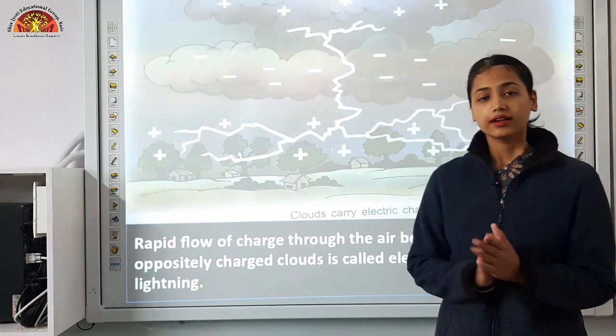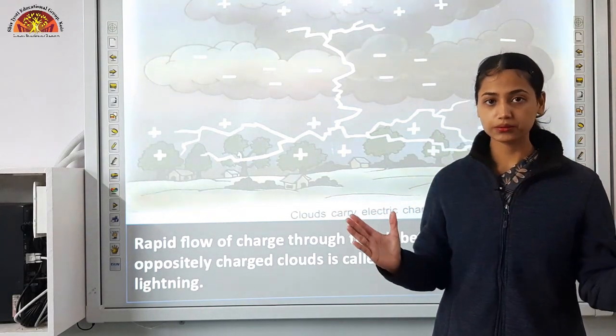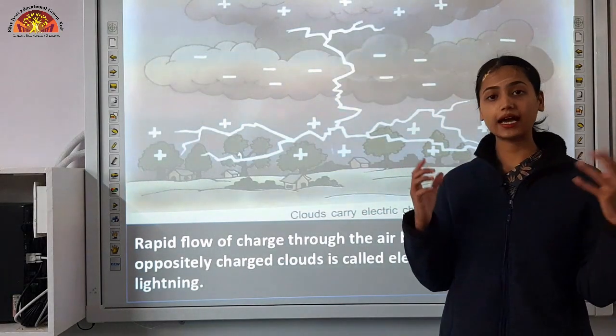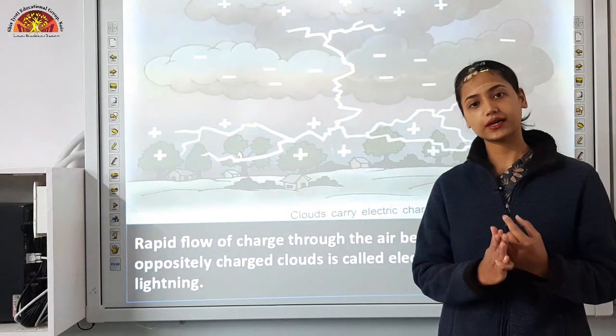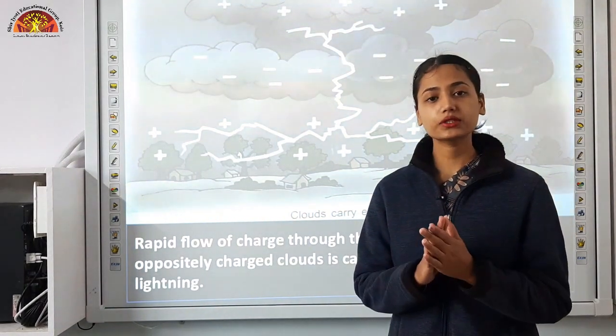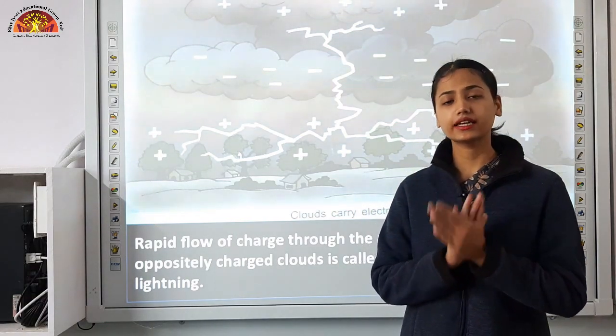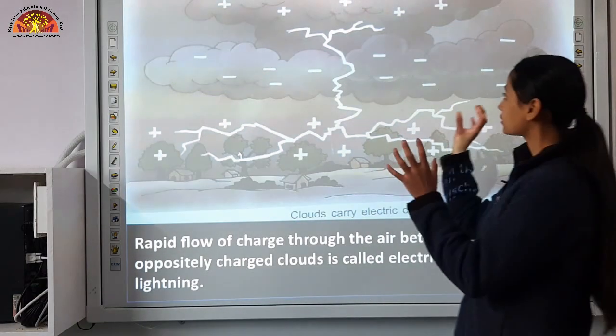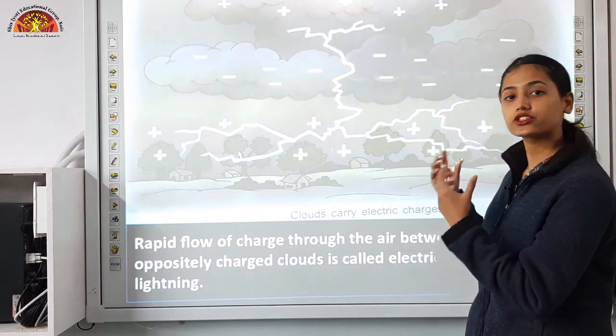Look, in the rainy season, clouds are formed. Now in the atmosphere, air particles and dust particles are also present. So when those clouds rub against those dust particles and air particles, those clouds get electrically charged.